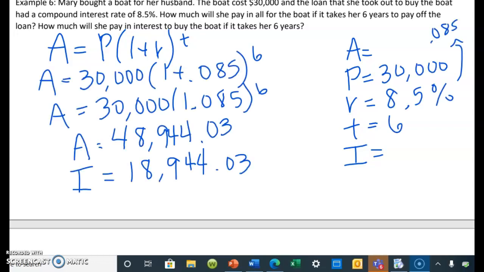All right, so I hope you got those answers. I do want you to notice that a $30,000 loan over 6 years at an 8.5% interest rate is going to be $18,944 just in interest. So Mary will be paying, instead of $30,000 for that boat, she'll be paying almost $49,000.